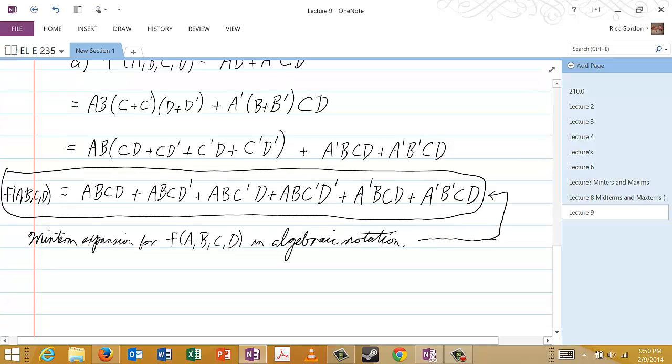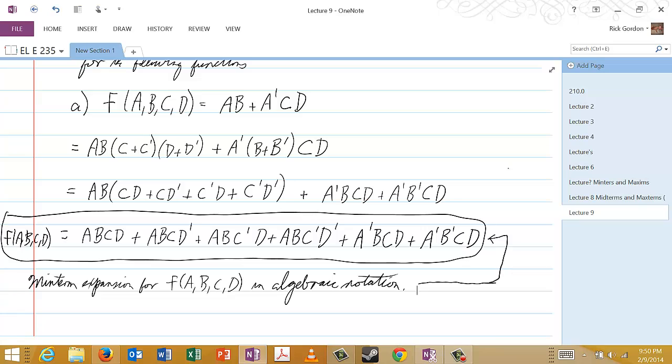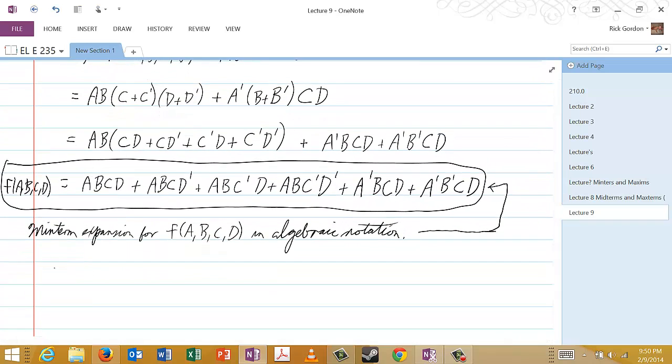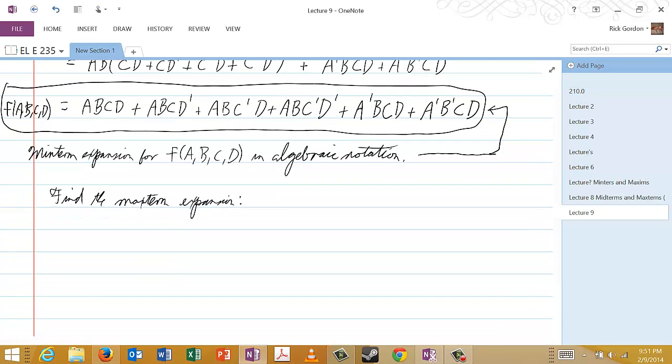So if you wanted to now, you could go ahead and repeat this function f of a, b, c, d equals ab or a prime c, d. You could write it like that and then use algebraic techniques to find the maxterm expansion. And the way that I would go about doing that, in fact, maybe we should just do that as a good practice, but then I'll show you a quicker way to do it. So let's find the maxterm expansion using algebraic.